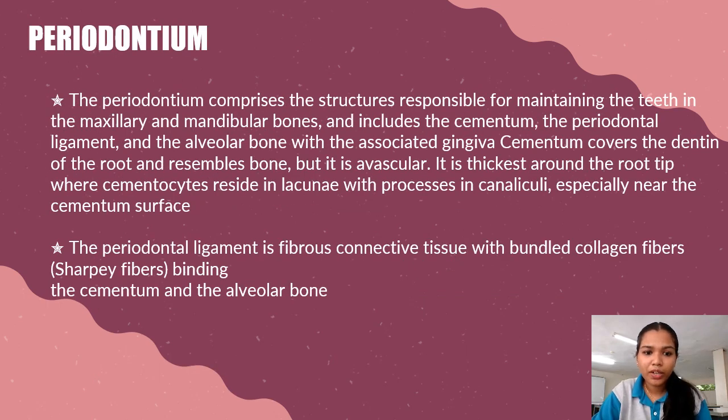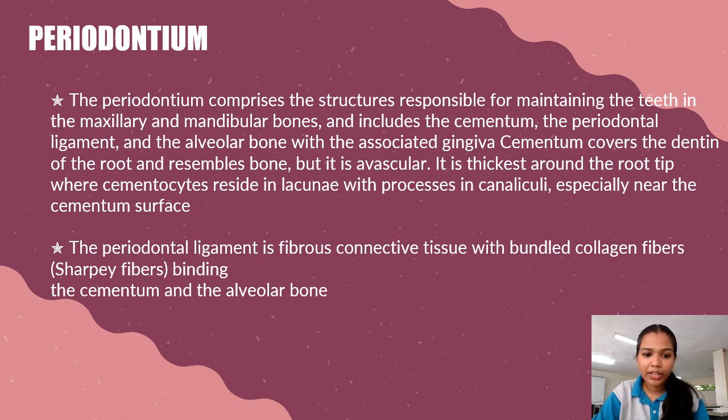Periodontium. The periodontium comprises the structures responsible for maintaining the teeth in the maxillary and mandibular bones and includes the cementum, the periodontal ligament, and the alveolar bone with associated gingiva. Cementum covers the dentin of the root and resembles bone but is avascular. It is thickest around the root tip, where cementocytes reside in lacunae with processes in canaliculi, especially near the cementum surface.